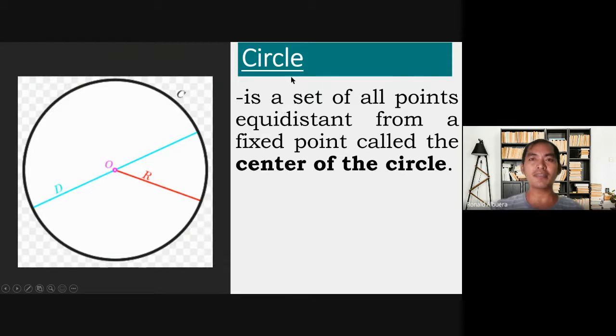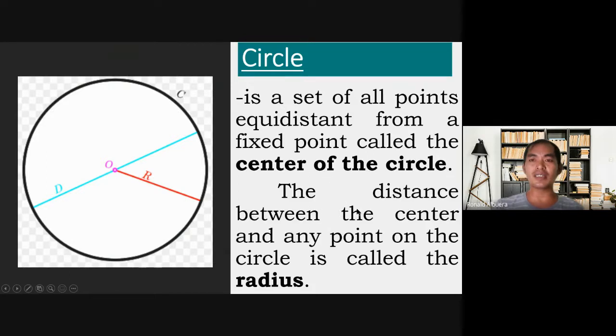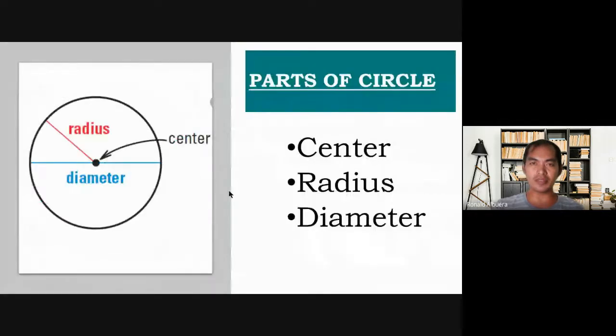We have here a definition of a circle. It's a set of all points equidistant from a fixed point called the center of the circle. So this is the definition of a circle analytically. It's the distance between the center and any point on the circle is called the radius.